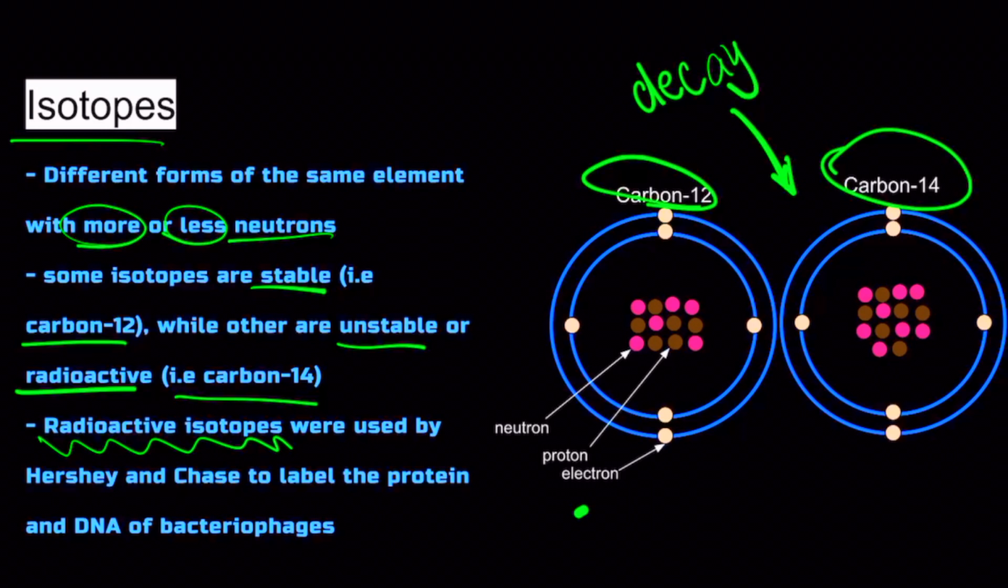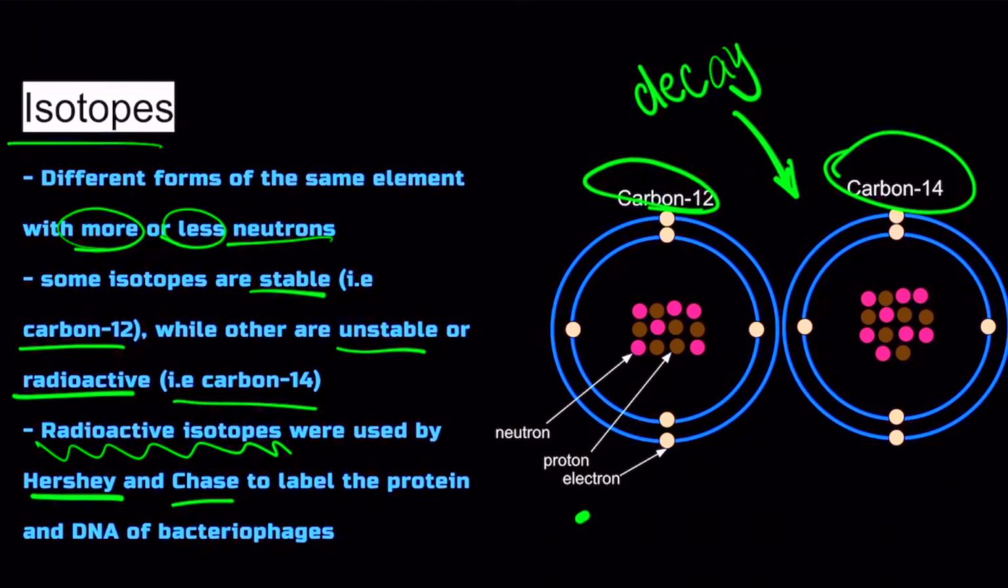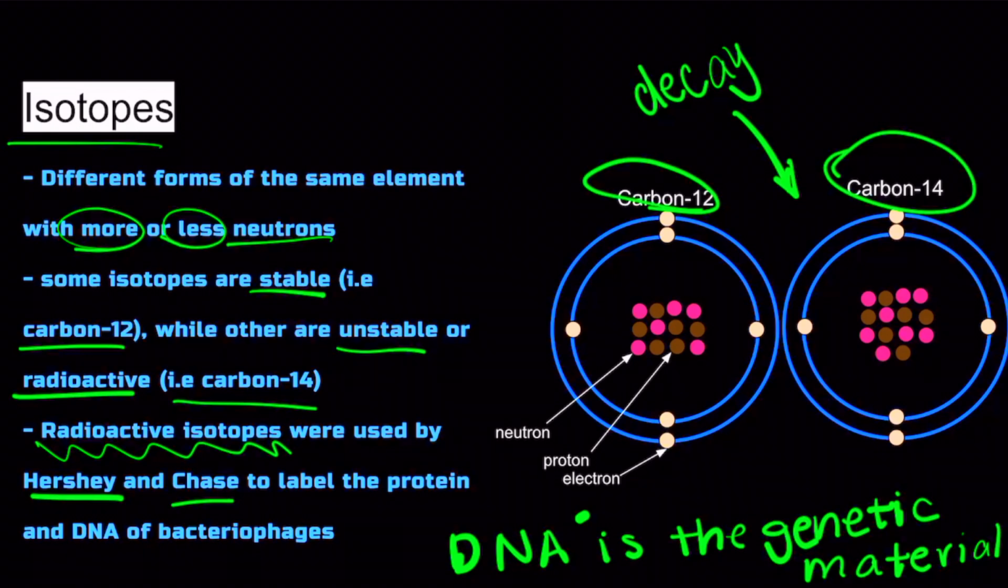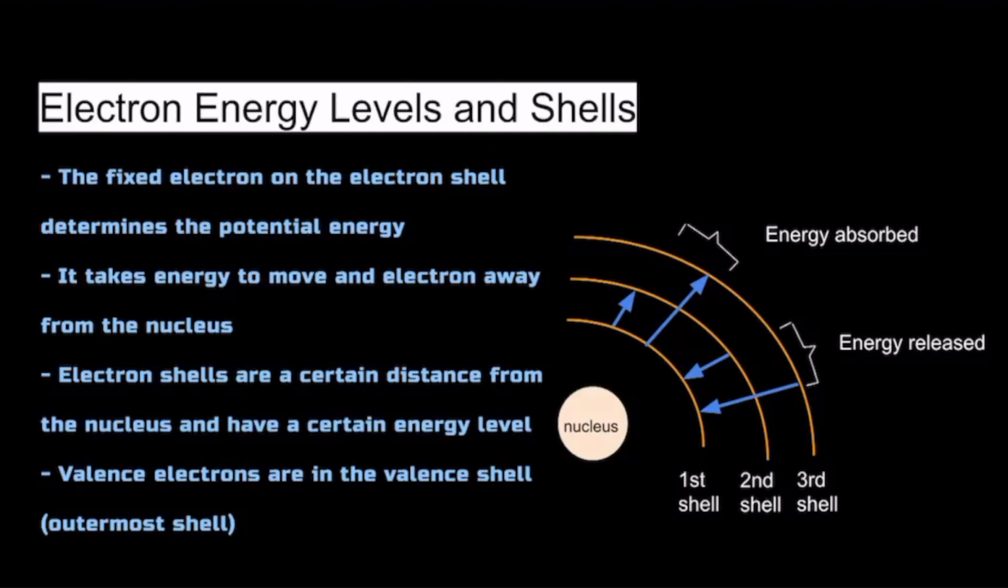A real-world application of isotopes is seen in the Hershey and Chase experiment when they labeled proteins with radioactive sulfur and DNA with radioactive phosphorus. This allowed them to figure out that DNA was the genetic material because only DNA with the tracked radioactive phosphorus entered the cell.